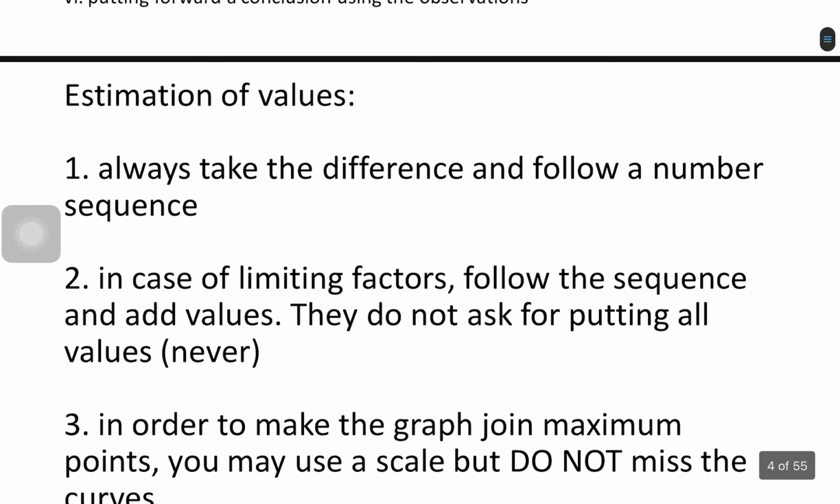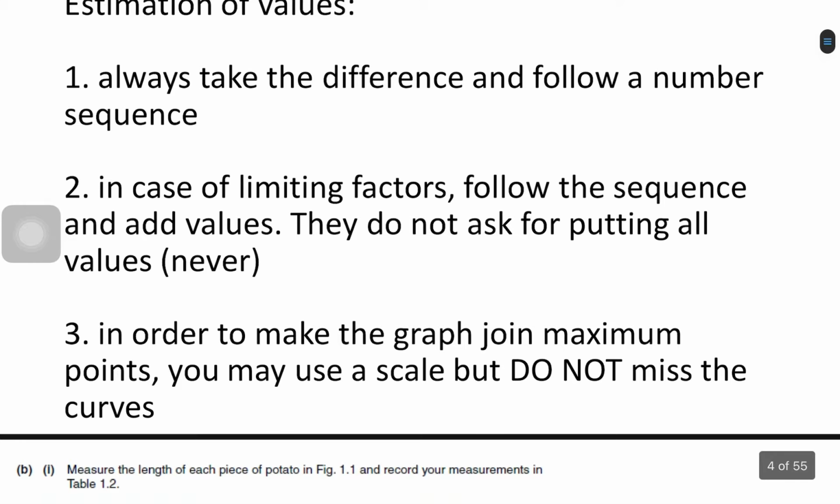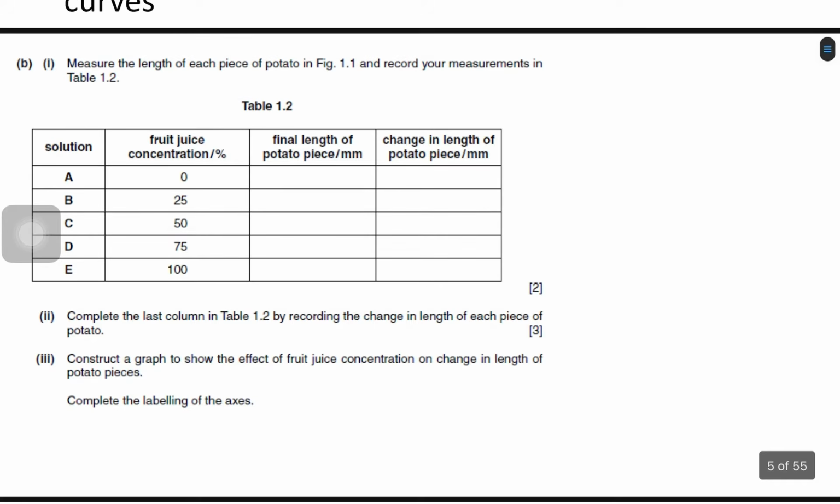In estimation of values, you have to take the difference and you have to follow the sequence. In case of a limiting factor like in photosynthesis, that also came in your biology paper too, you have to keep the idea that sometimes a correlation is not maintained absolutely. Sometimes increasing one factor does not increase the other factor also. Now, moving on. Let's see this question.